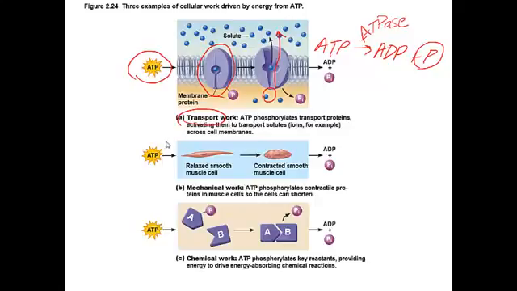Another example of how ATP is used in our body, we're going to talk about this when we get to chapter 9. We have a relaxed smooth muscle cell here. In order for it to contract, ATP is going to be released, and that allows for this muscle to contract. So again, ATP is used to do work in the body. A third example is chemical work. In order for A and B to join, this would be an example of a synthesis reaction. In order for this reaction to happen, ATP is also going to be present.